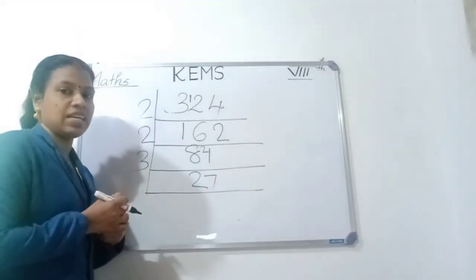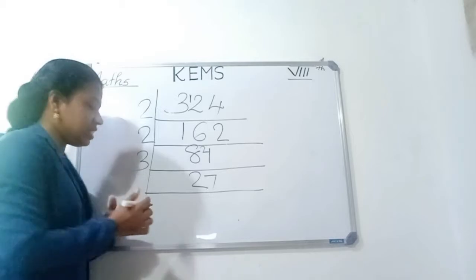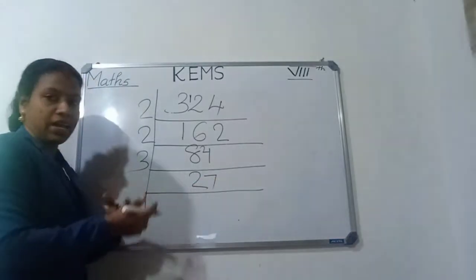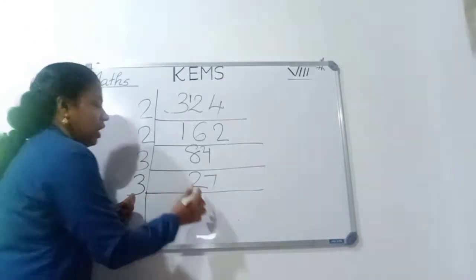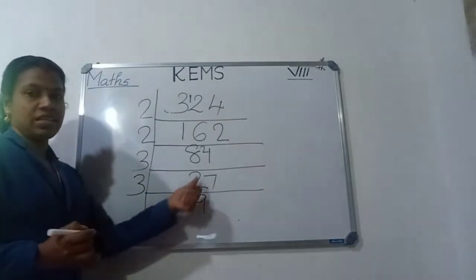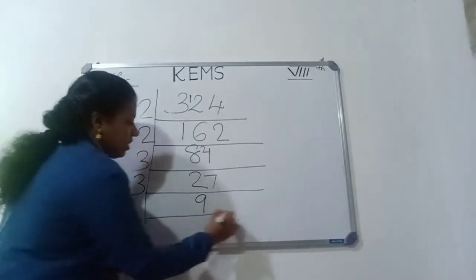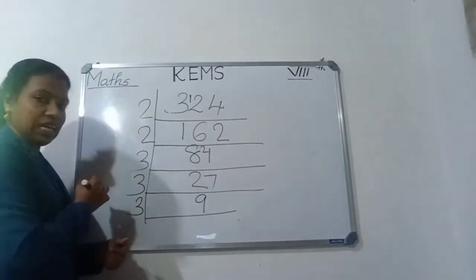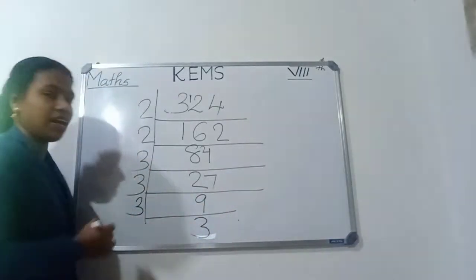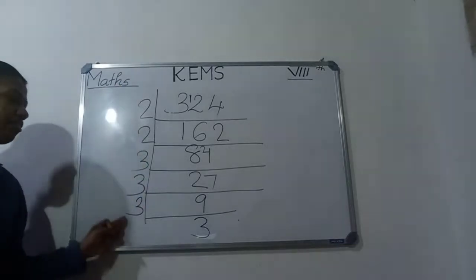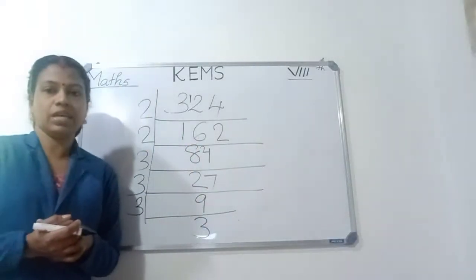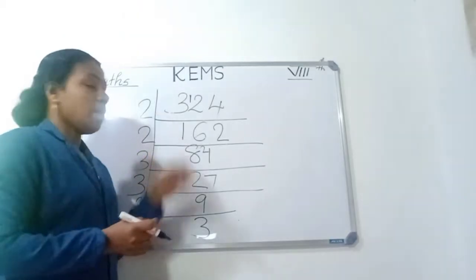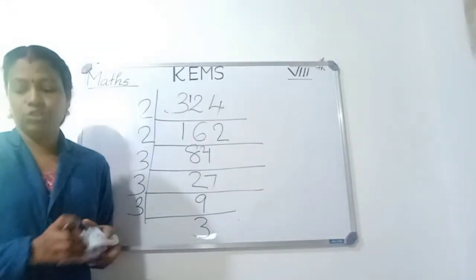Which is the divisor here? 27. 7 plus 2, 9. So it is also divisible by 3. 9 3s are 27. Again, 9 is divisible by 3 itself. So 3 3s are 9. So these are the prime factors of 324.